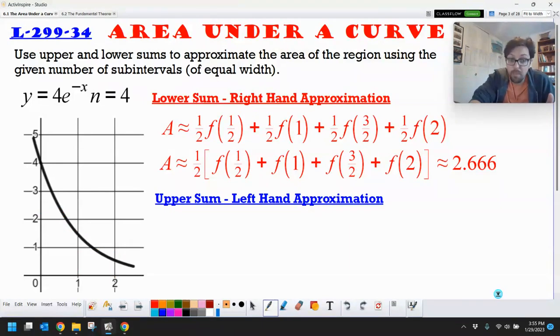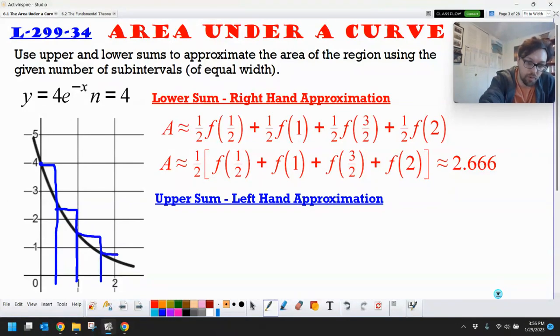If we wanted an upper sum for this curve, that ends up being a left-hand approximation, because when we are above, it turns out that the left-hand side of our rectangles are what is touching that curve. Again, left-hand and upper are not necessarily connected. If this function had been increasing instead of decreasing, the left-hand approximation would have been a lower sum.